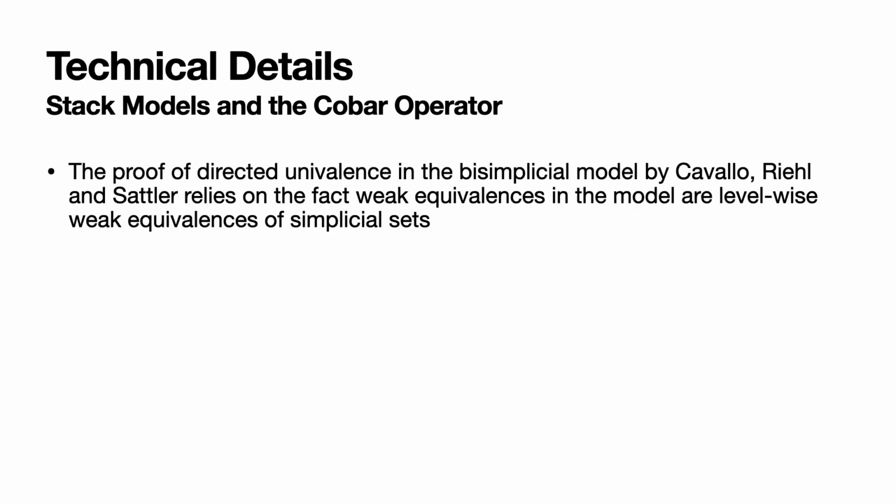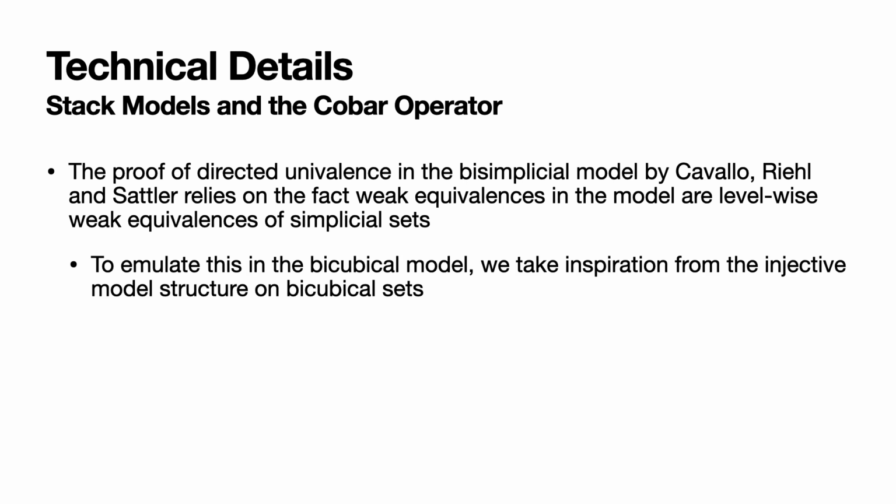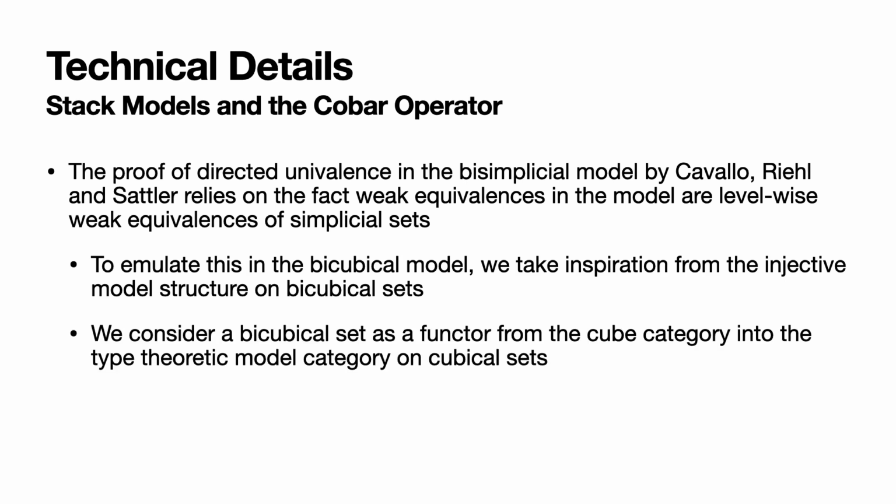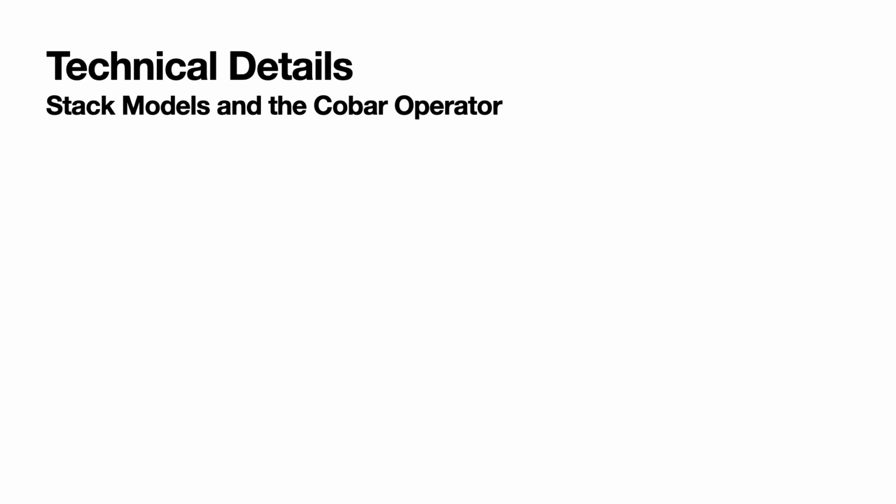So, the proof in the bisimplicial model relies on the fact that weak equivalences are level-wise weak equivalences of simplicial sets. And to emulate this, we're going to take inspiration from the injective model structure in bicubical sets. And the idea is that we're going to think of bicubical sets as functors from the cube category into the type theoretic model structure on cubical sets.